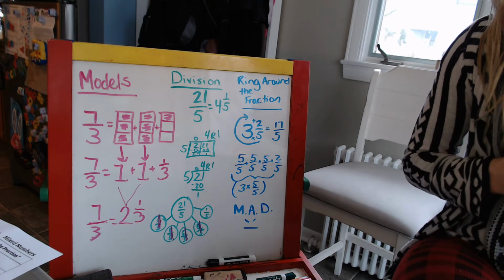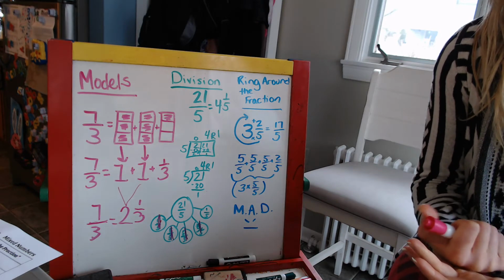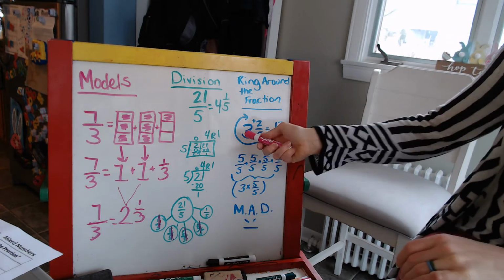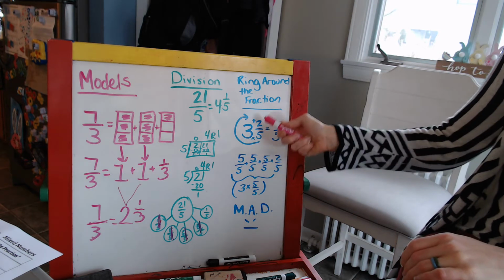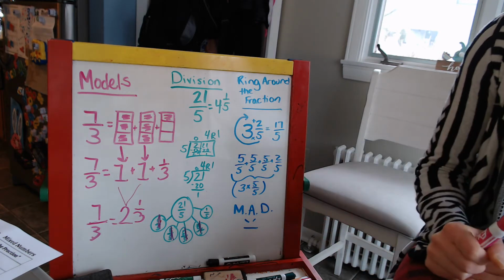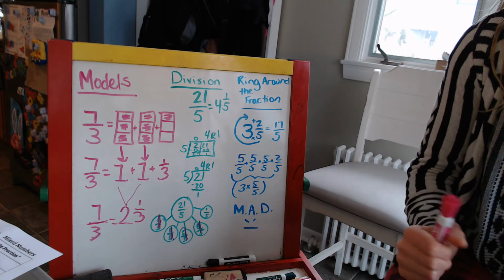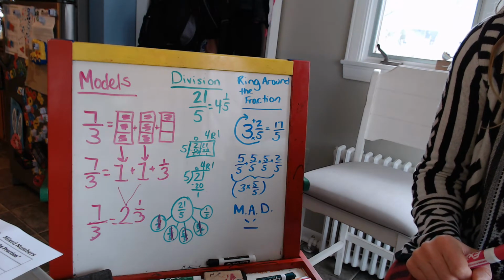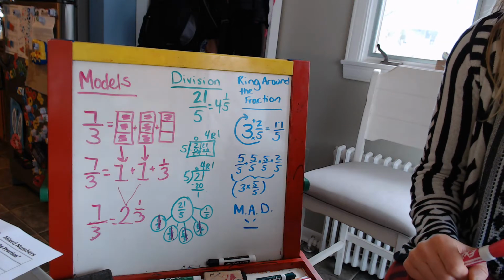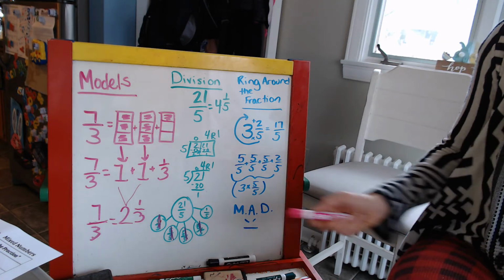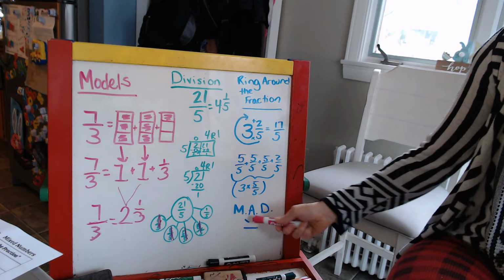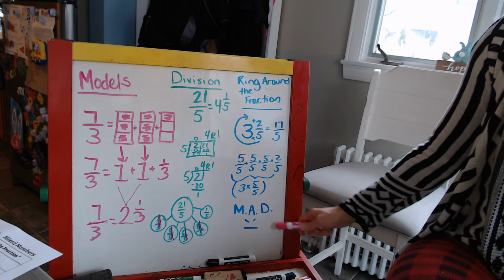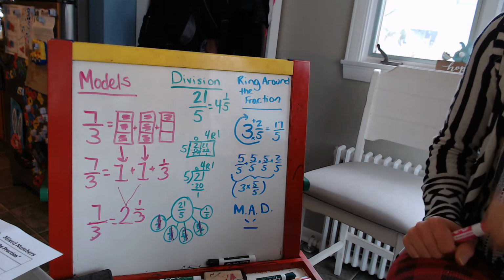Okay? One more strategy that you can use when you are given a mixed number to start, so 3 2/5, and you want to make it an improper fraction. When I was a student, they used to call it ring around the fraction. I learned recently that some schools call it MAD, multiply, add, denominator stays the same, and that's on your note page too.